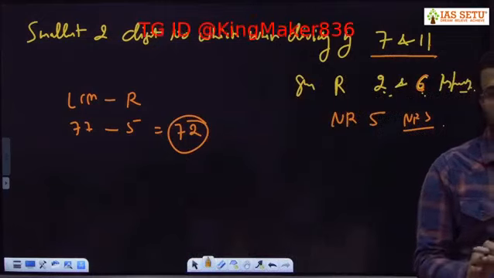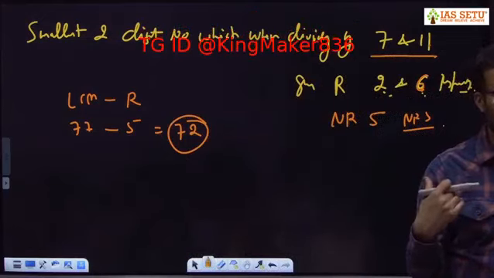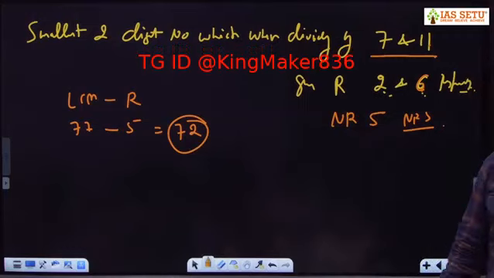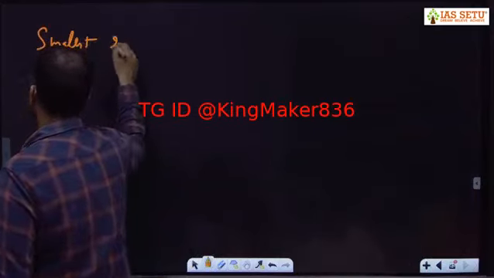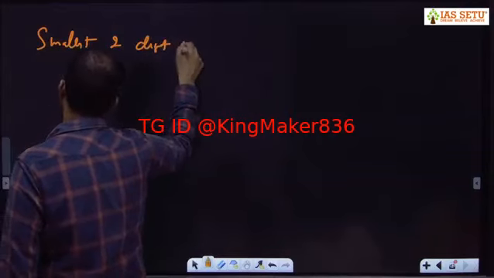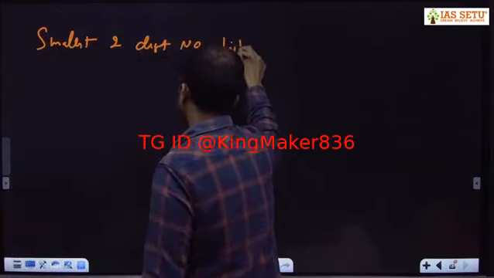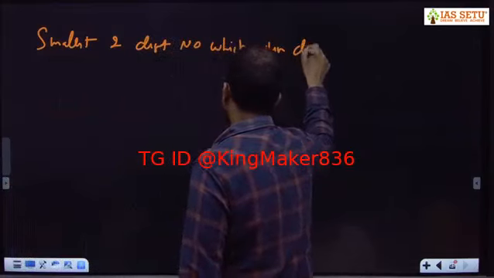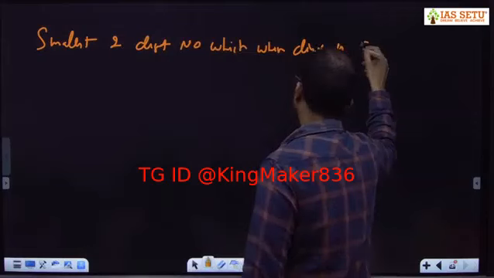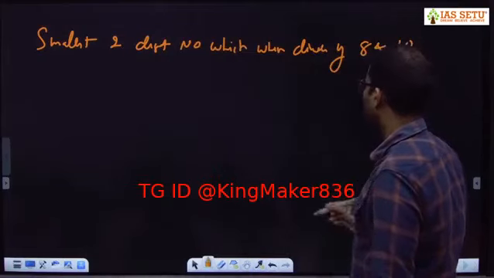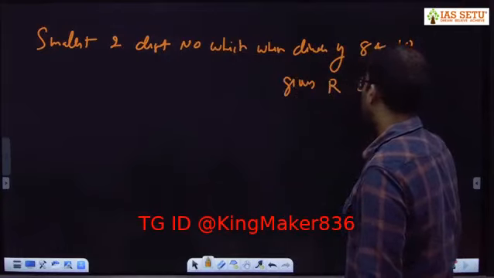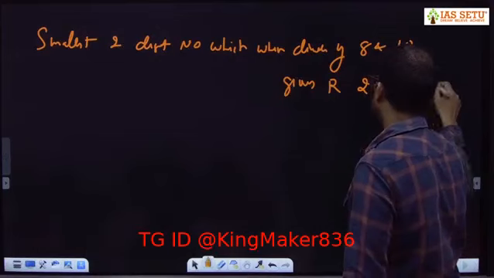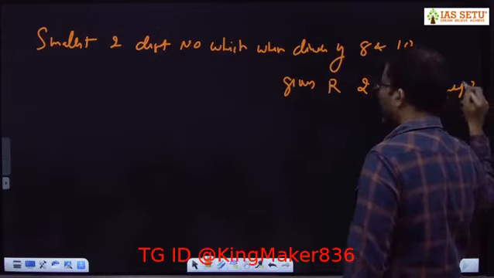Okay, I ask you one more question. Then we try questions on type 7. Then we take the next type. Smallest 2-digit number which when divided by 8 and 10 gives remainder 2 and 4 respectively.